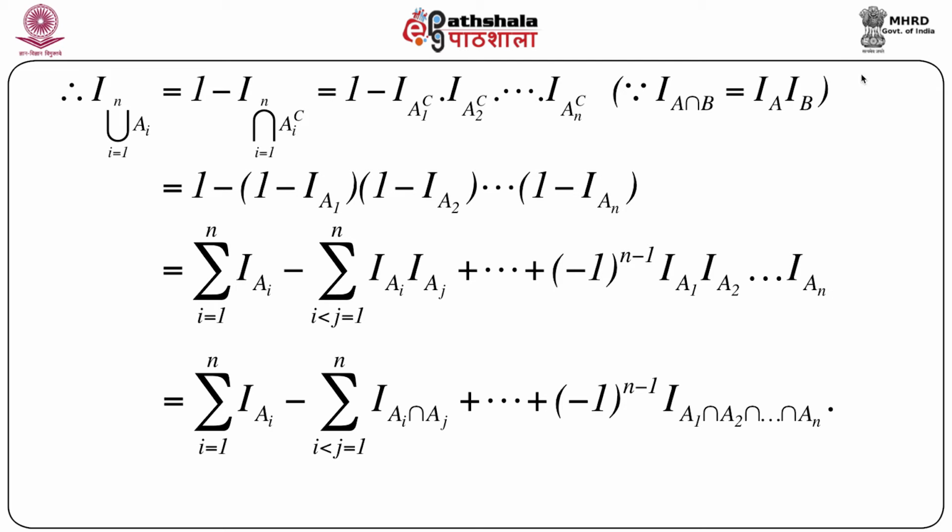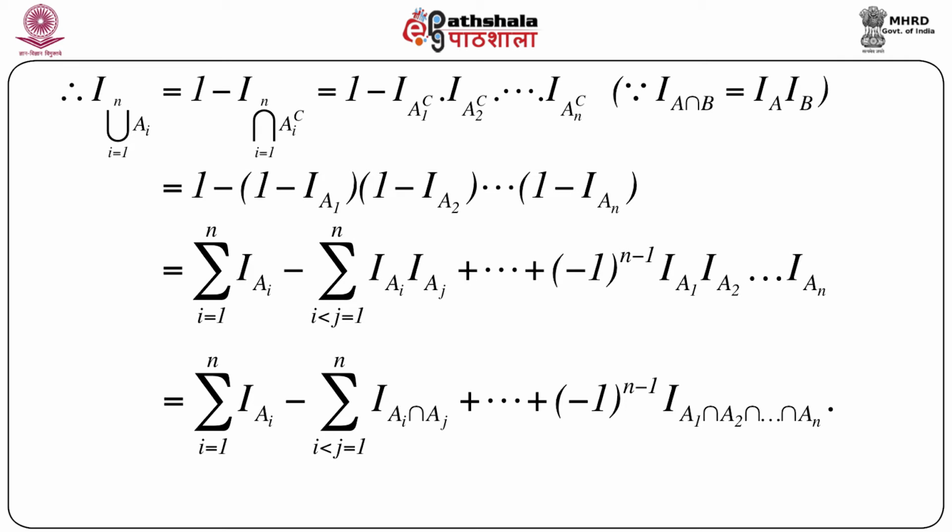Again apply this result, I of A intersection B equals IA into IB. So what we get is summation IAi, i equals 1 to n, minus now IAi into IAj, which is I of Ai intersection Aj, summed over that, and so on. The last term will be I of A1 intersection A2 intersection up to An.